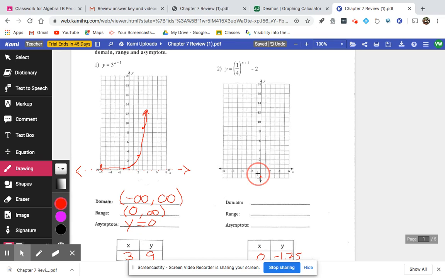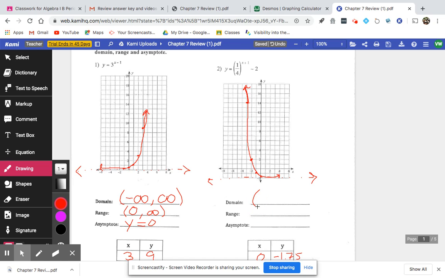Negative 1, right there. Negative 2, 2, right here. Come on. Negative 3, 14, right up here. There we go. So connect your dots, draw your graph. We have another asymptote to deal with. It's that dotted line right there.